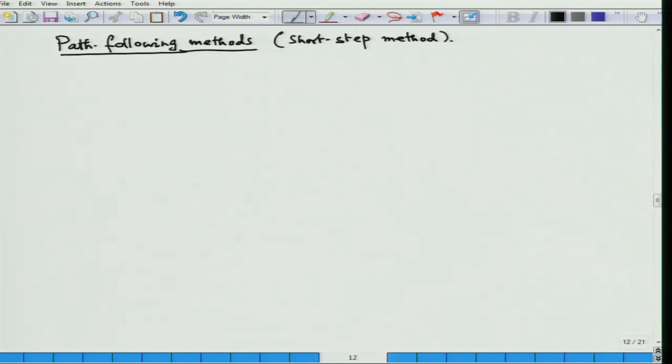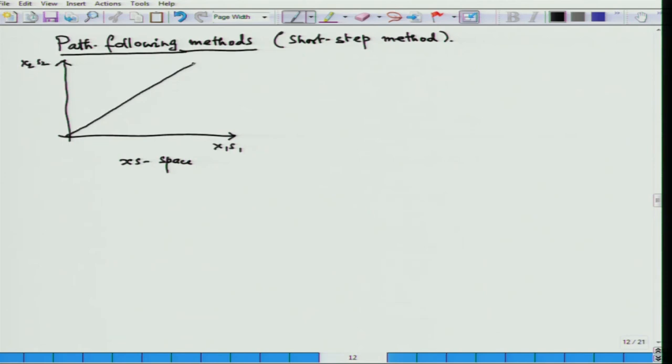So, what does this short step method do? In the short step path following method, we have to realize one thing. We know that if I project my central path onto the excess space, in this case just looking at two variables because that is the way we can visualize it, the projection of the central path is nothing but a straight line through the origin, because x 1 s 1 equals x 2 s 2. This is a straight line which is dividing the orthant into two equal halves.